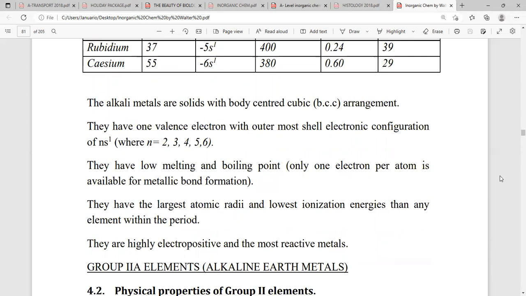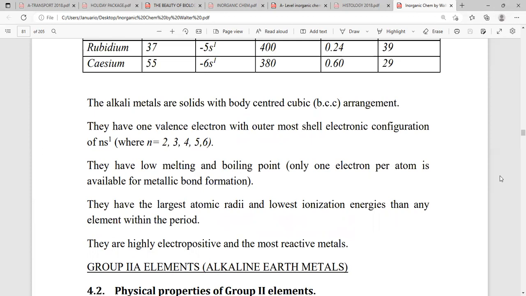Most of them are solids with a body centered cubic arrangement. They have one valence electron, and they have low melting and boiling points. That is, they only contribute one electron to the formation of metallic bonds. They have the largest atomic radii and low ionization energies than other elements in the period, and they are highly electropositive and most reactive metals.